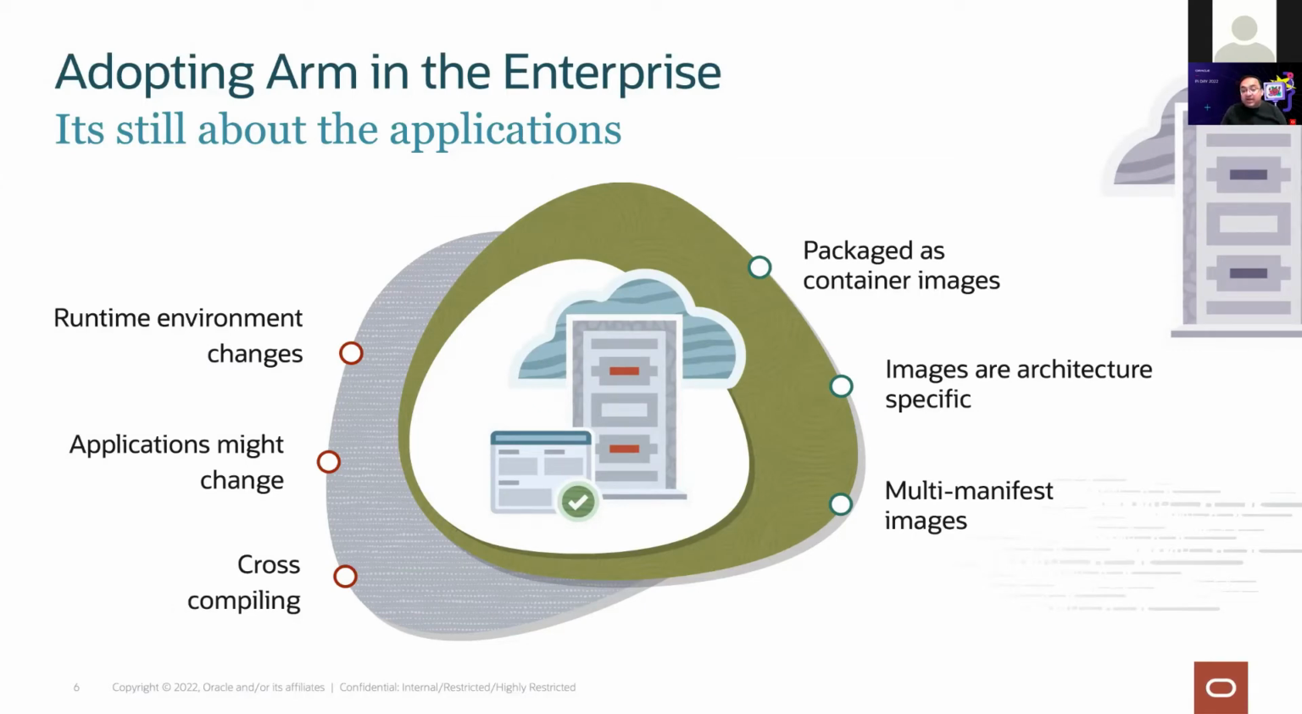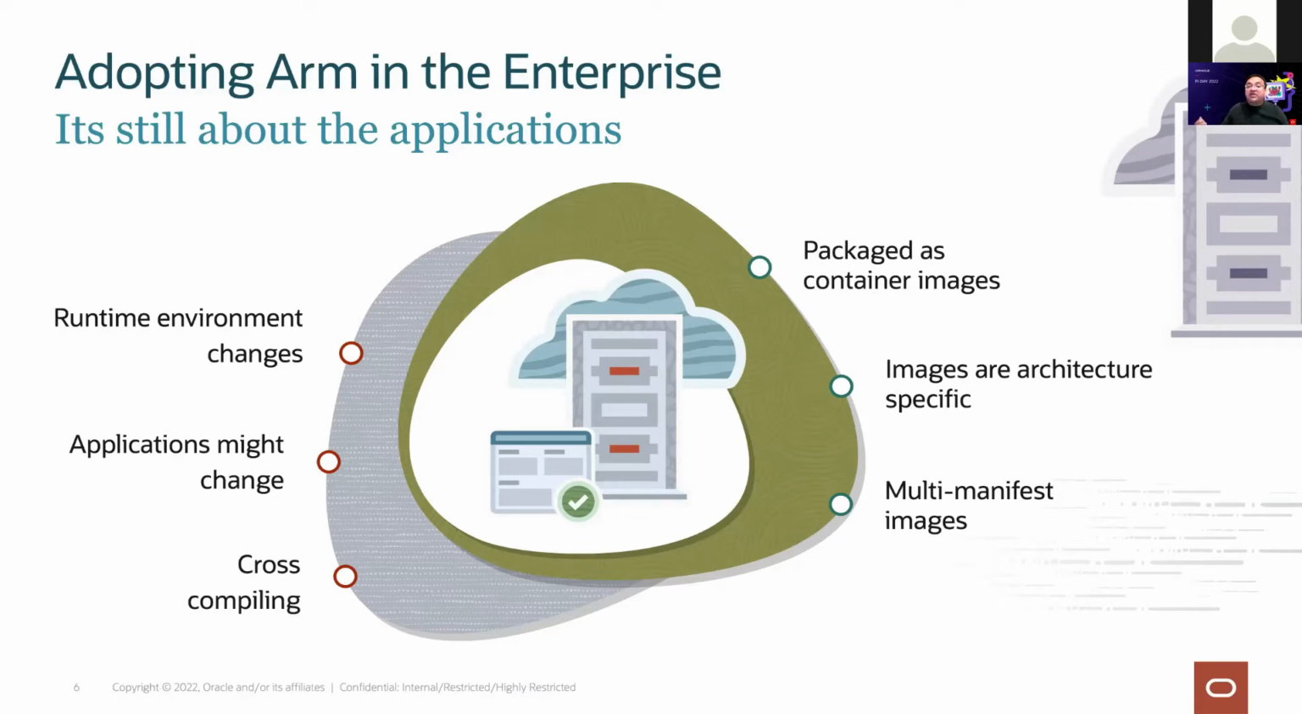If you're using a VM-based language like Java or Python or something similar, then your runtimes might change, right? You might have to have Java for ARM in your container instead of Java for x86. The actual runtimes might change. But still, the fundamental container concepts remain the same, right? You're still going to package your application as container images. And container images are always architecture specific.